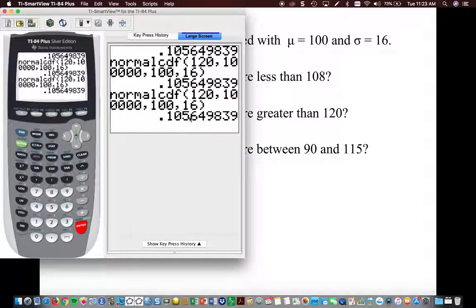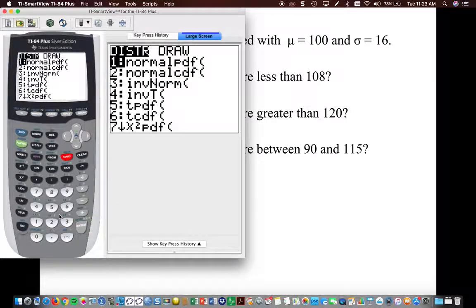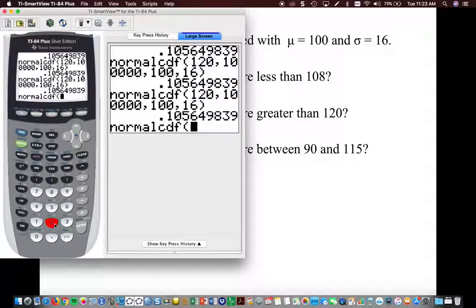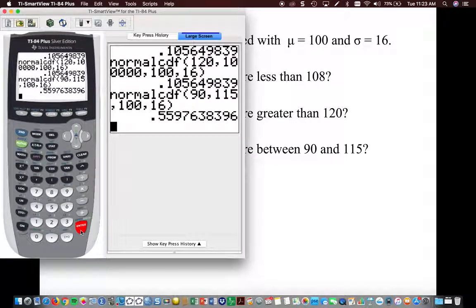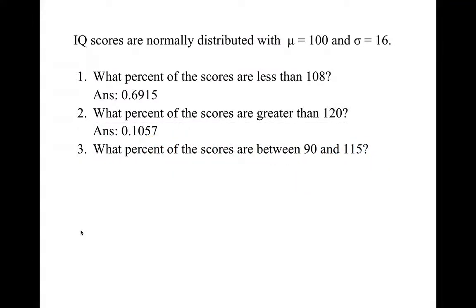The problem said, what's the probability of being between 90 and 115? So I'm going to go to second bars again. Number 2, lower bound is 90. Upper bound is 115. The mean is 100. Standard deviation is 16. And my calculator says that that answer is about 56%. Okay.